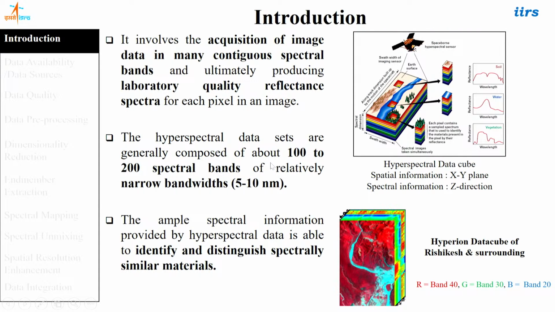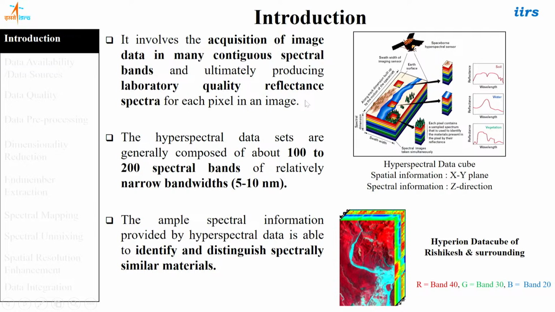Now, normally, hyperspectral consists of many contiguous spectral bands, and ultimately it produces laboratory quality reflectance spectra when you convert that to surface reflectance. So what happens here is, let us say in this x, y, the x-y is called spatial information, and z includes the number of bands. So when you draw this as a reflectance curve, for z you are drawing on the x axis, and on the y axis you are drawing the values present in all the bands. So it will give you the spectral reflectance curve.